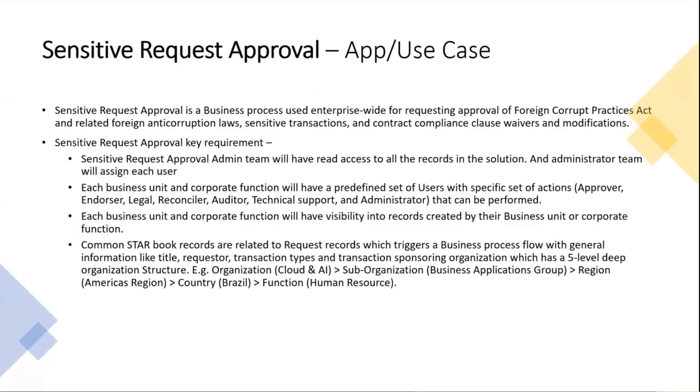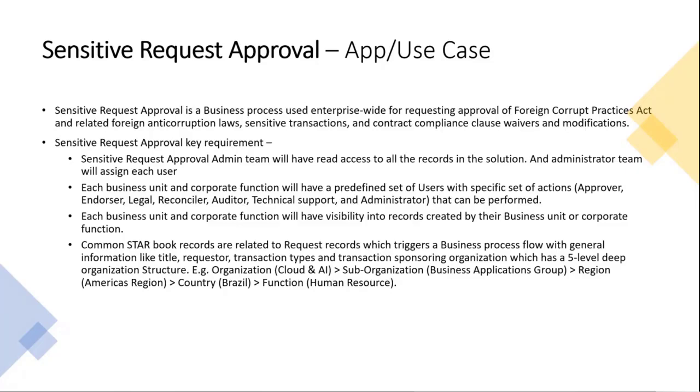So the second use case is another interesting one, where you have a sensitive request approval. It's a business process used company wide for this large multinational. It's the same company in both use cases. This is mostly to track foreign corrupt practices, right? And all the sensitive transaction reporting on that, and so on and so forth.